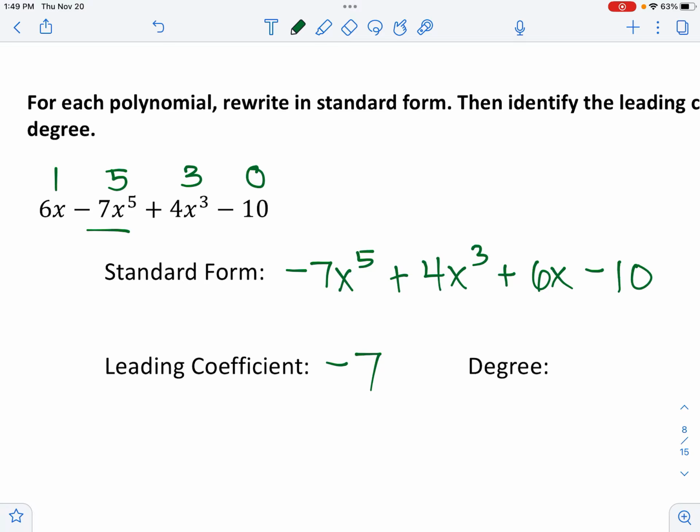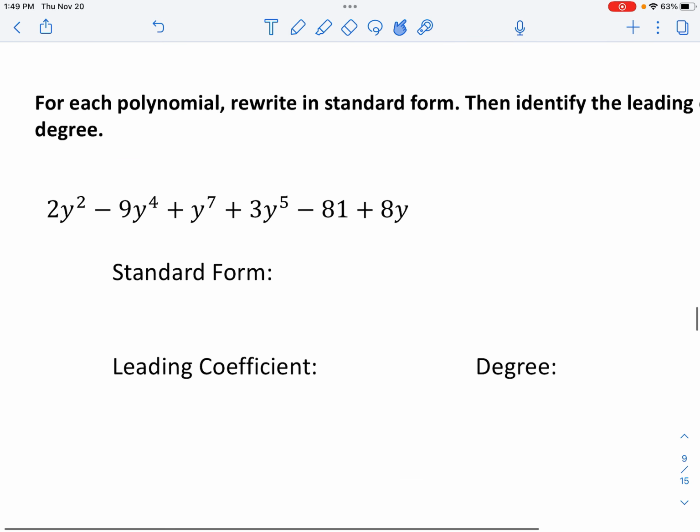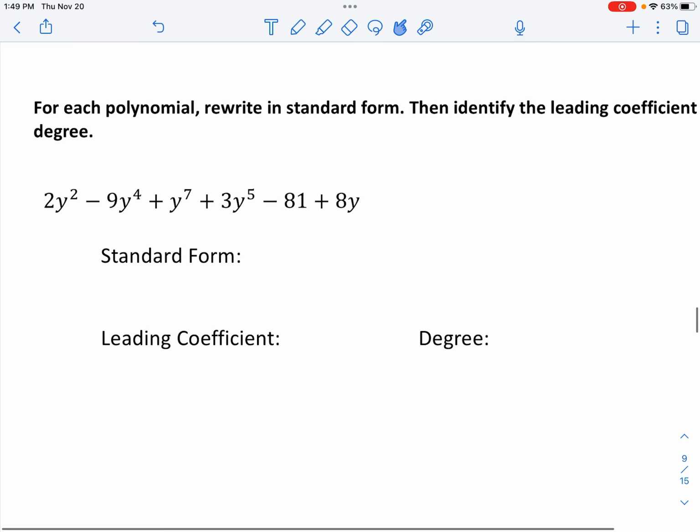And then what is the degree of this polynomial? Well, since the biggest degree term is 5, my degree is 5. Okay, so those are the 3 key things we should be able to find when we have a polynomial: what's standard form, what's the leading coefficient, and what's the degree. All right, so one more, just to make sure we got it. We're going to put this one in standard form.